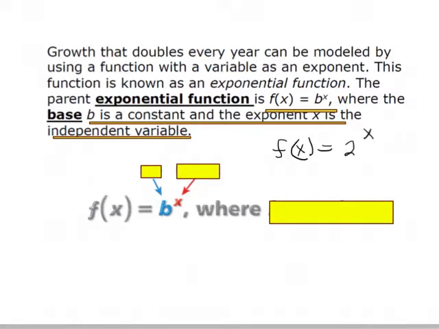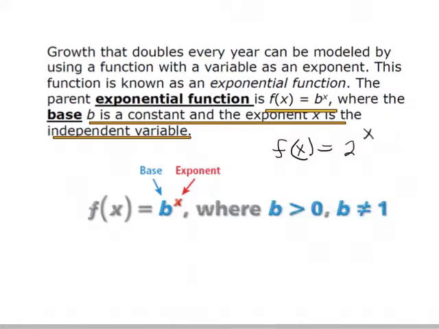Okay, so let's uncover a few of these little things here that we have. First of all, the b, we indicated that the b was the base. Then we said the x was the exponent. And the restriction there where b was going to be greater than 0, and of course b cannot equal a 1. Now you may be saying, why can't b equal to a 1?